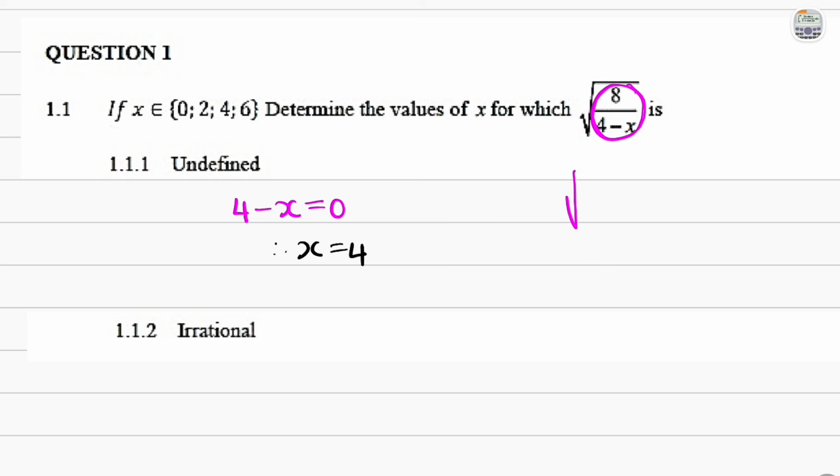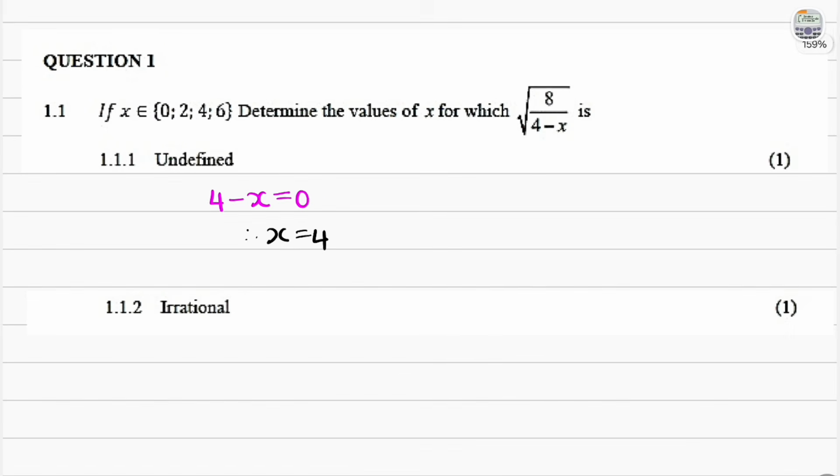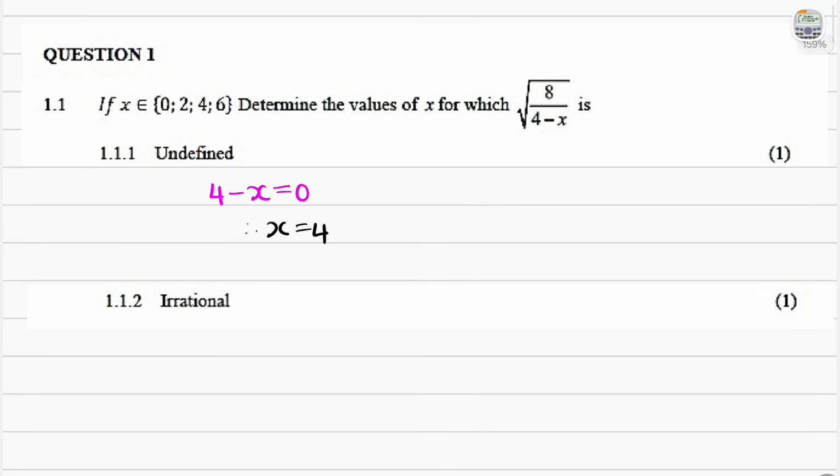For example, if 8 divided by 4 minus whatever number we said just became 4, you see how it's not going to work here? Because the square root of 4 is 2, which is a rational number. We want it to remain irrational. So instead of overthinking it, just try out your x values.